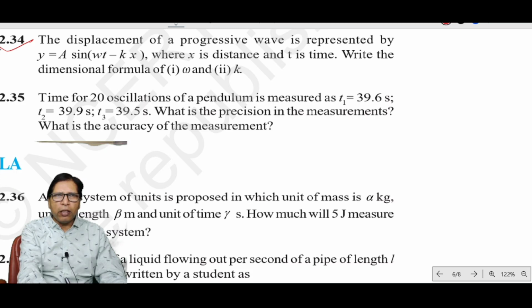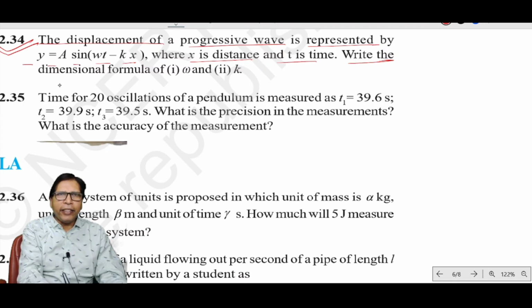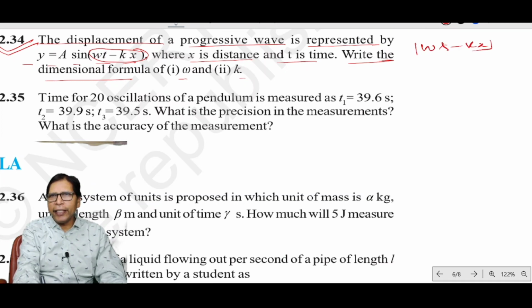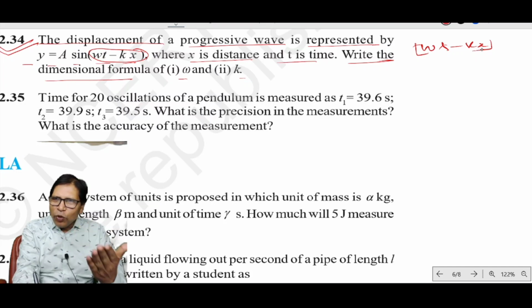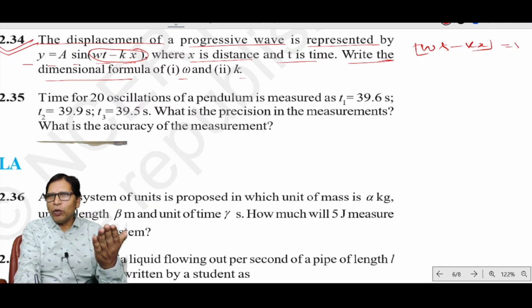Now question number 2.34. This is another numerical. The displacement of a progressive wave is represented by y equal to a sine omega t minus kx, where x is the distance and t is the time. Write the dimensional formula of omega and k. Sine of this represents the angle, so omega t minus kx represents an angle. You know angle has no dimension, so its dimension is 1.